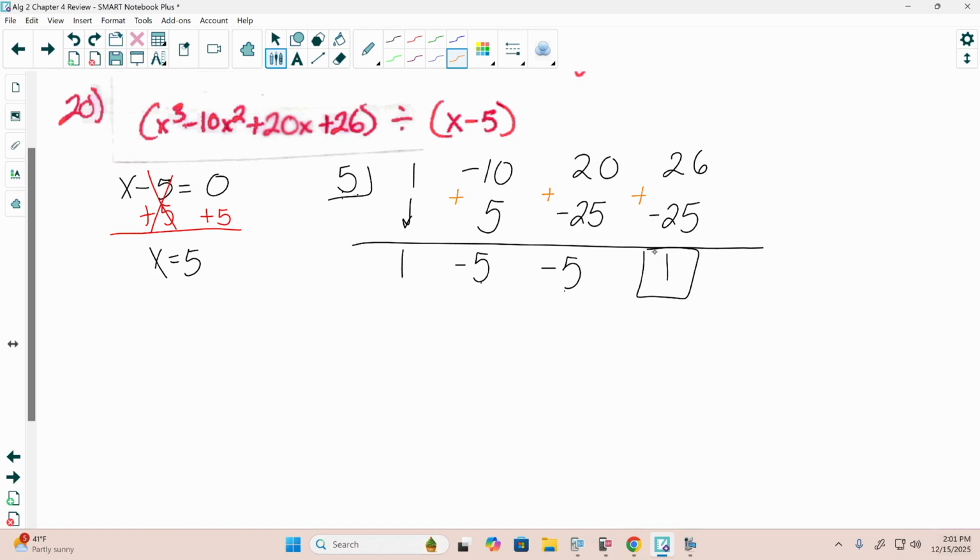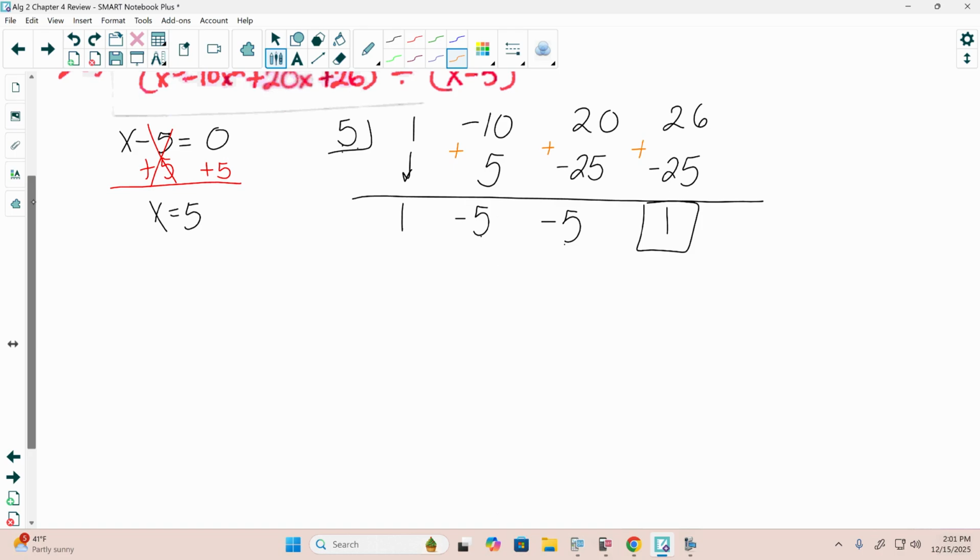Now we fill in the remainder. Since we're dividing by 2 terms, our remainder should only have 1. So that last number is the remainder. The number in front of it, that first negative 5 is our constant term, our term without x. The next negative 5 is our term with x. Our 1 is our term with x squared.